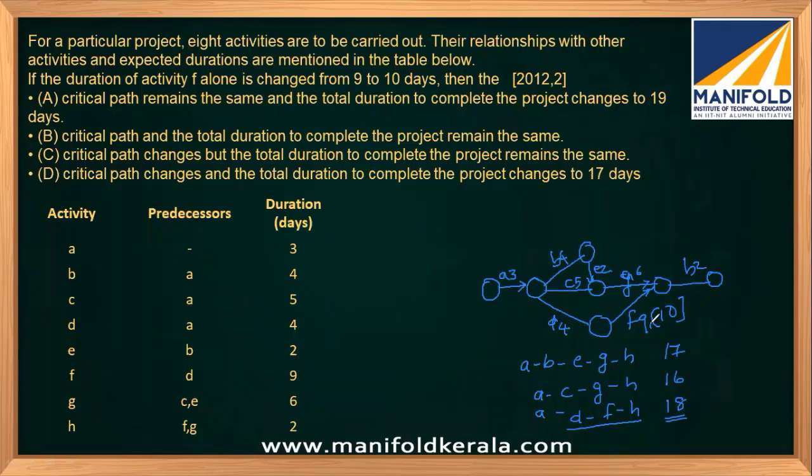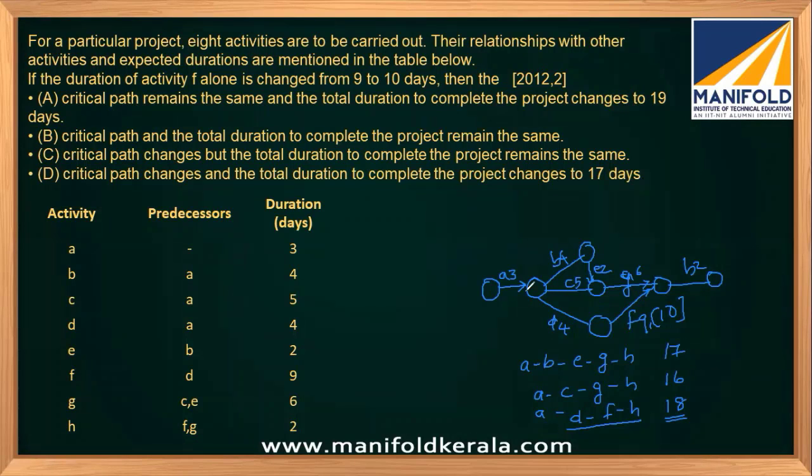Now if F is changed from 9 to 10, what will happen? Will there be any change in the critical path? I think no, because this activity is among the critical activities. So if that is increased, there will not be any change, right? 18 will become 19. That's the only change, but the critical path remains the same, and the total project duration will be 19, right?